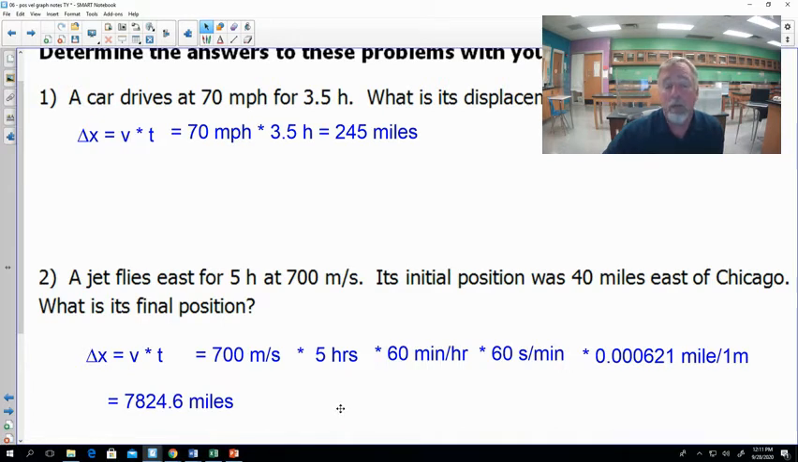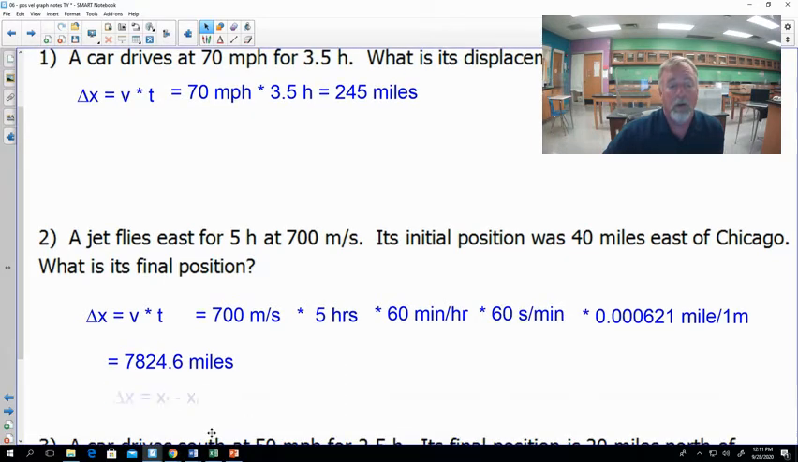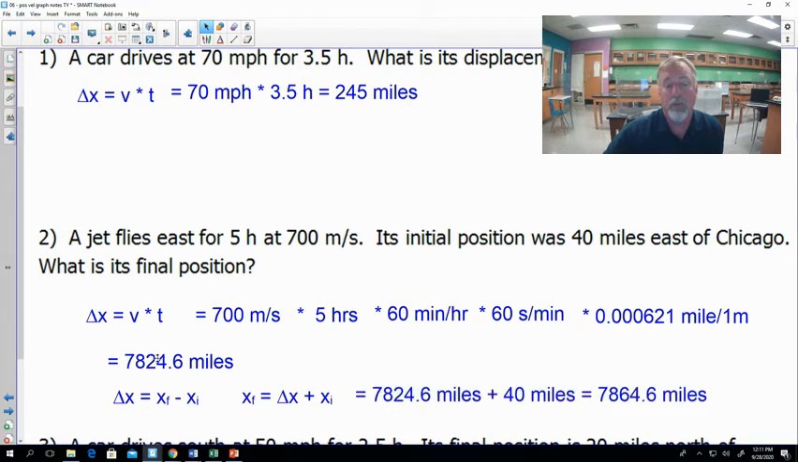Now we know what our delta x is. We were asked to find its final position. And our formula for delta x, xf minus xi, we've got to rearrange it, right? We're looking for our final position. We rearrange it, and we see xf is delta x plus xi. Plug in our values. We just figured out delta x up here, 7824.6. We were given our initial position of 40, so we add those two together, and we see that our final position is 7864.6. It's positive, which means east, right? We define east to be our positive direction here.